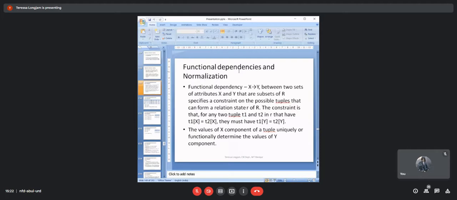Can you see my screen? Again, I lost the connection. Not anymore, ma'am.